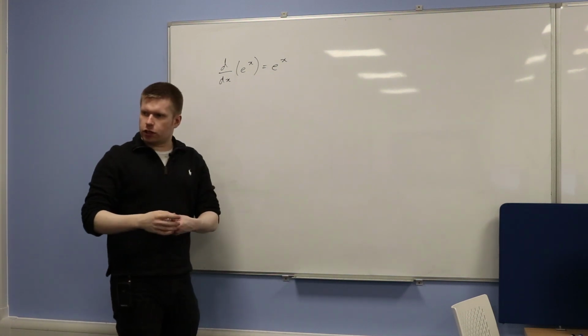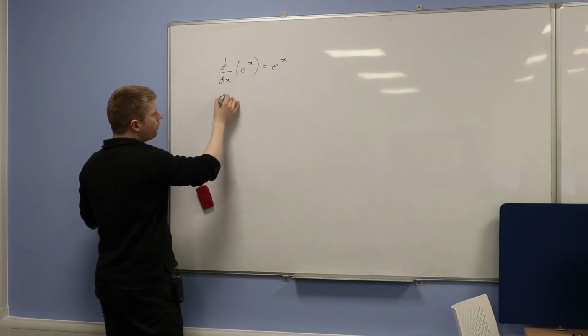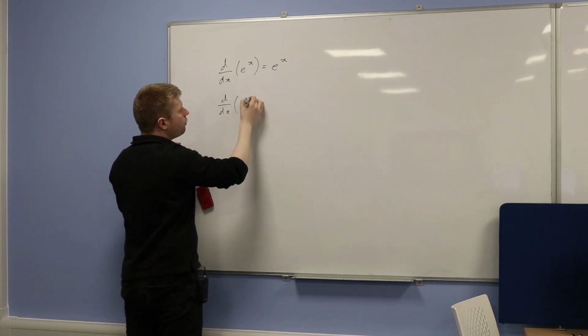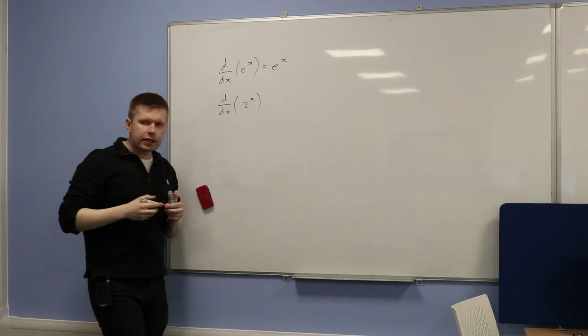But what if I change this? Because we didn't look at this, okay? What if I change this to a different base? So instead of 2.718, etc., what if I had 2 to the power of x? How do I differentiate that?